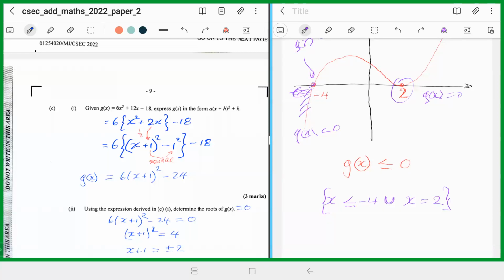So these are the two combination solutions for that inequality based on this graph. Equal 2 because g of x is equal to 0 when x equals 2, because that point is on the x-axis. It is also equal to negative 4. X is equal to negative 4 on the x-axis. And for the less than 0, it is when x values are less than negative 4. So this will be the solution. Pure math students can write this.